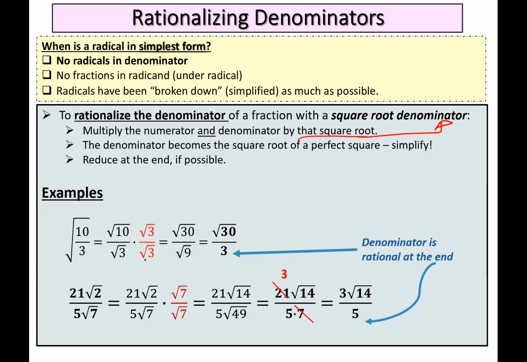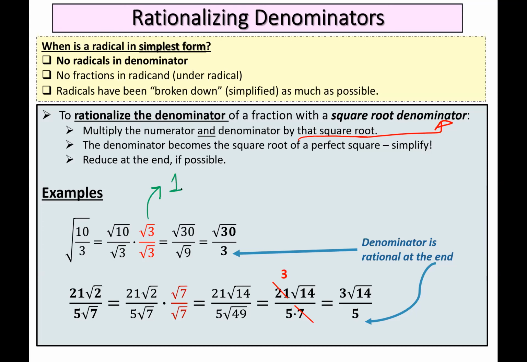So notice in red right here, this is where we're multiplying the numerator and the denominator by the square root that was originally in the denominator. So again, we had the square root of 10 over the square root of 3, and we're multiplying by the square root of 3 over the square root of 3.